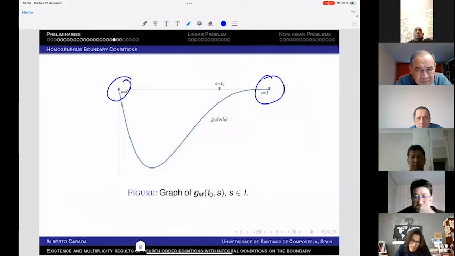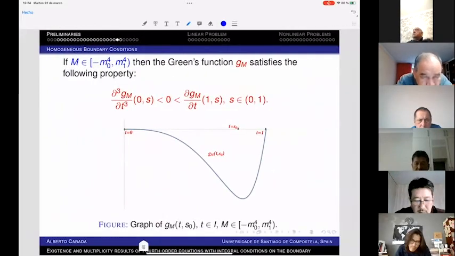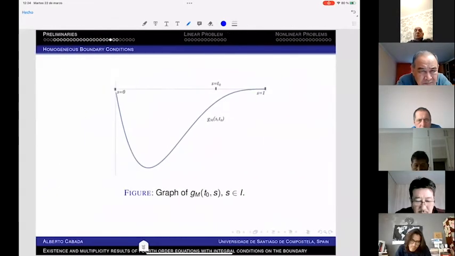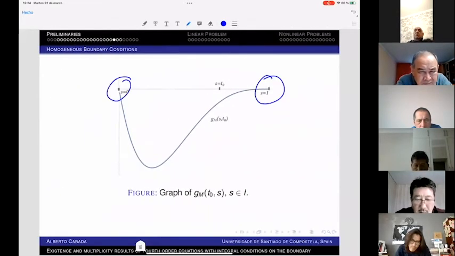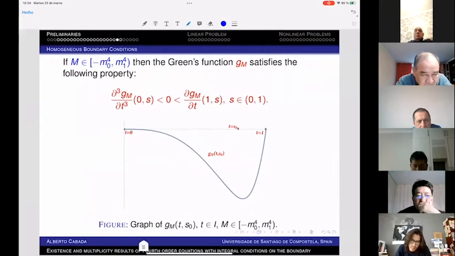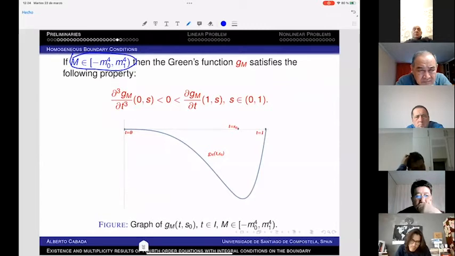This is a particular case of the general one because it is the adjoint equation, right? And this is a general property, independent of whether the Green function has constant sign or changes sign, right? What happens when it has constant sign? When we are in the values minus m0 plus m1.